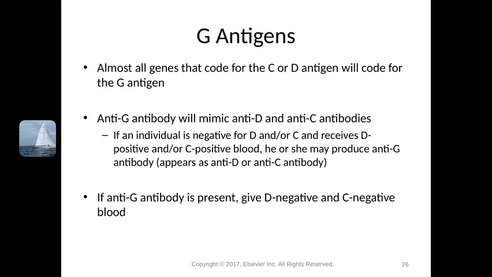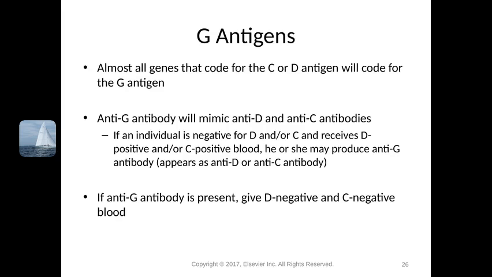We also have G antigens, so almost all genes that code for C or D, or big C, big D antigen will code for G. So anti-G will look like anti-C or anti-D. So if a patient is negative for big D and or big C and gets D positive or C positive blood, she can also produce anti-G in addition. So if anti-G is present, what we would do is give big D and big C antigen typed negative blood, because you need C and D to have G.